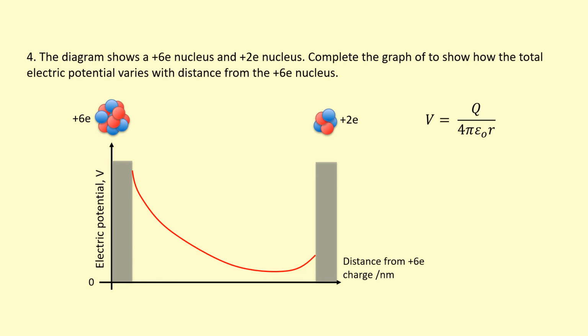Okay, let's just make sure this makes sense. Because we know the gradient is equal to electric field strength, on the surface of the 6e nucleus it's got a steeper gradient than it does on the surface of the 2e nucleus, and that's what we expect because it's got more charge, so a stronger electric field strength there. Okay, and then there's going to be a point in between these two charges where the electric field strength is 0. That's where it's actually at this point. And notice how at that point the potential itself is not 0, but the electric field strength is 0 because the gradient at that point is 0.